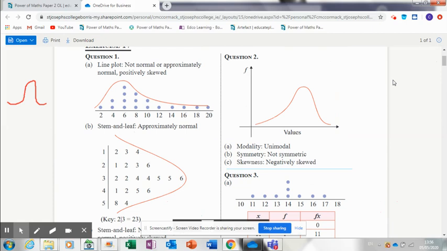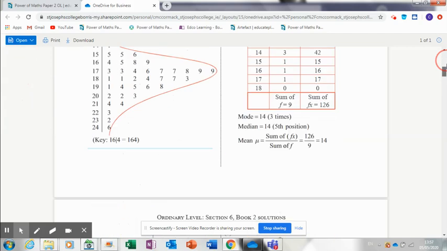Right, with question 2 here, we're asked, comment on the shape of the distribution below under the headings unimodal, symmetric, or skewness. Now, unimodal, symmetric, and skewness. So it has one mode, right? So it's unimodal, right? It's not symmetrical, right? It's not this shape. This is symmetrical. It is skewed, and the skew goes to the left here. So therefore we say the tail is to the left. It's negatively skewed. Question 3.